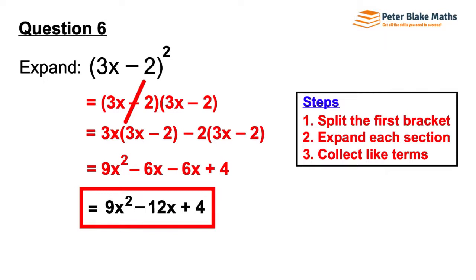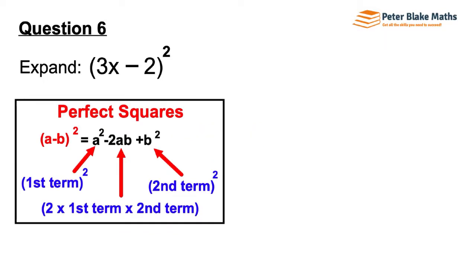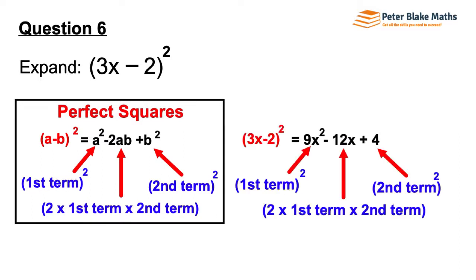And as you can probably predict here, there's also a shortcut method with the perfect squares. When there's a minus in between the two terms, notice there's a minus in front of that middle term of our answer. Be a little careful there. Anyway, if we apply that pattern to 3x minus 2, we'll get the same answer as we got in the previous bit by expanding it normally.